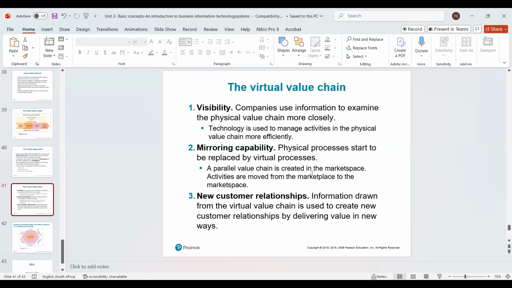This will also help us, when you gather information, to provide or build a strong customer relationship. So a virtual company helps us to be able to do that.